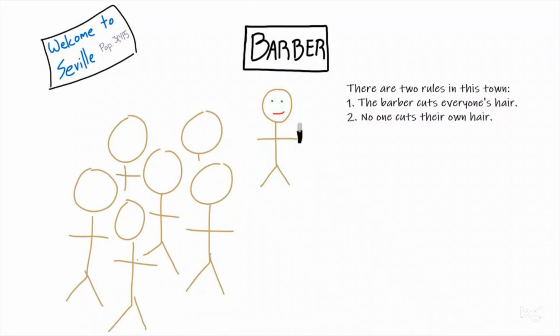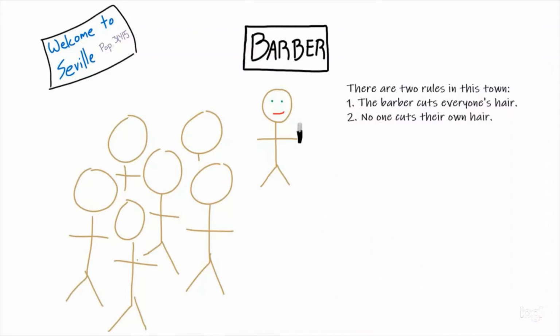You might see a problem with this. There's one very difficult thing that we have to conclude. There's a paradox here. Who cuts the barber's hair? The barber has to cut everyone's hair, which means that he has to be cutting his own hair, but then no one's allowed to cut their own hair. So how does this work?